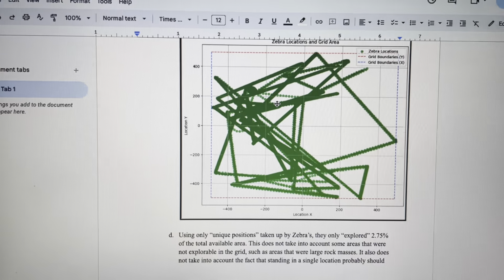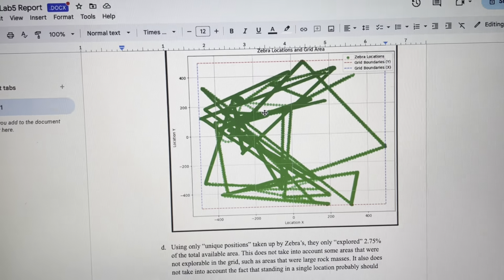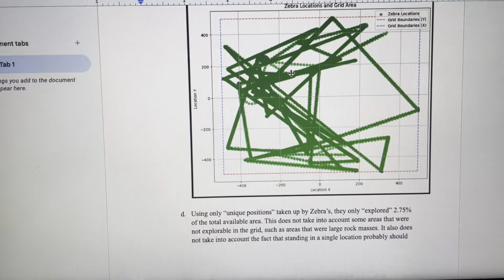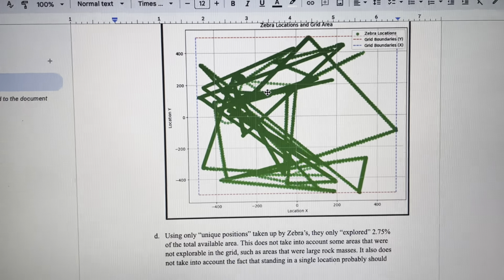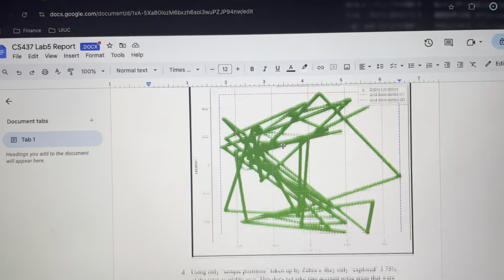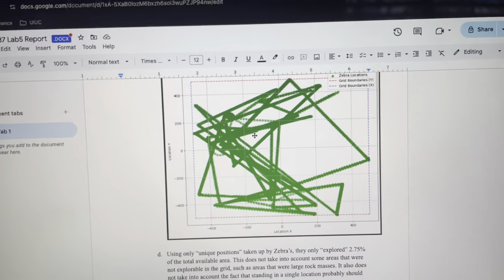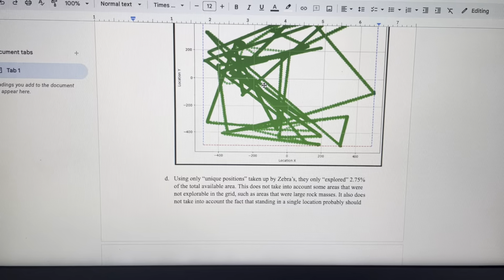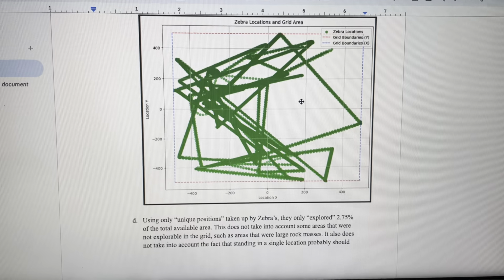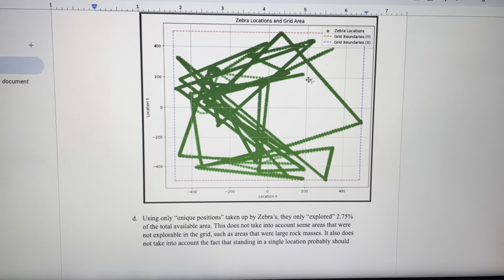unique positions were taken up, and I said that this does not account for the fact that some areas were not really explorable on the grid, such as the giant rock section in there, or maybe some other areas that the animals just didn't want to go to. It also doesn't take into account the fact that just because you're standing in a unique position, that doesn't mean that you're not sort of exploring the areas right next to you. I wouldn't say that you need to stand like a foot from where you are in order to technically explore that area, but you can see that there are still some chunks in the grid where the zebras did not occupy at all, such as this area you can see in my cursor, although they did get somewhat close.